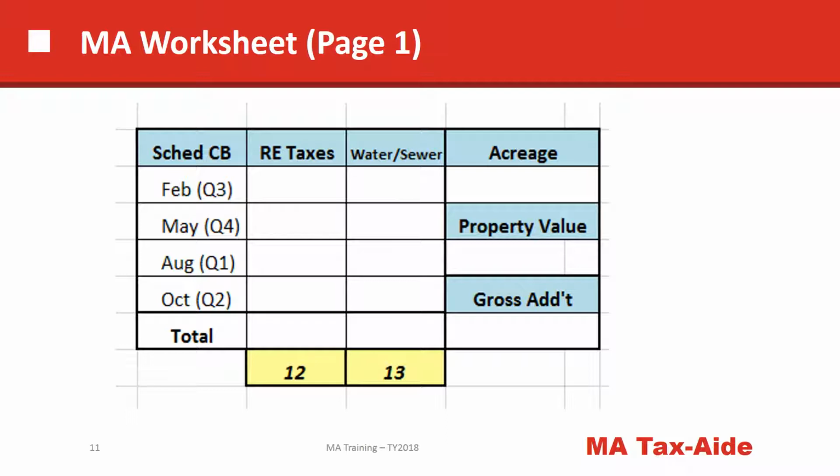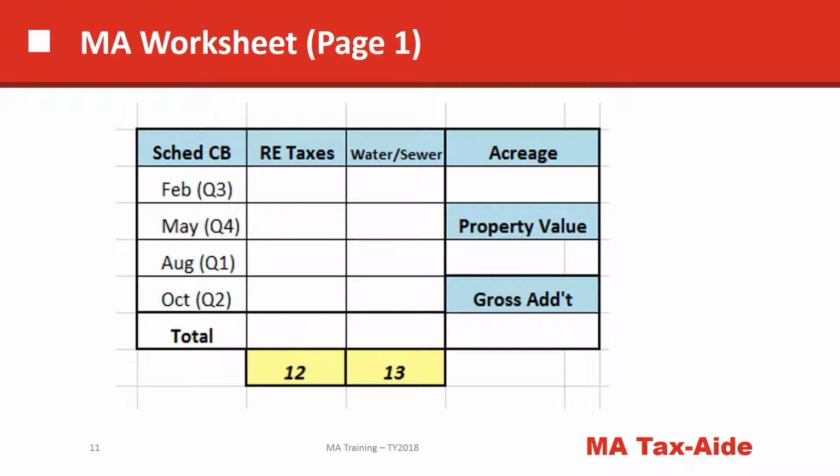Now let's look at the Massachusetts worksheet. We do recommend that you use the worksheet and put in the intermediate numbers. Not only does it help make sure that you've done it correctly, but then the quality reviewer has something that they can refer to. It makes it much easier for them to verify that we've done this correctly for the taxpayer.